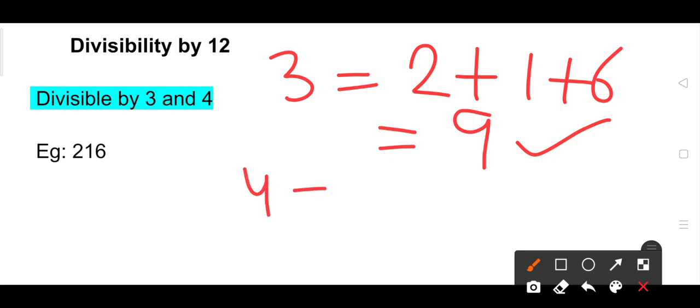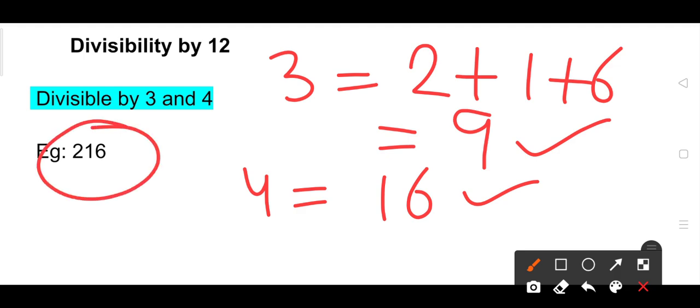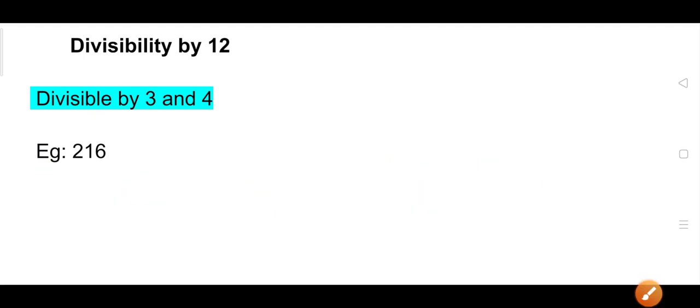Now check the next condition, which is the divisibility rule of 4. You have to check the last two digits. Now yes, 16 is divisible by 4. 4 4s are 16. It means both the conditions are fulfilled. It means your 216 is also divisible by 12.